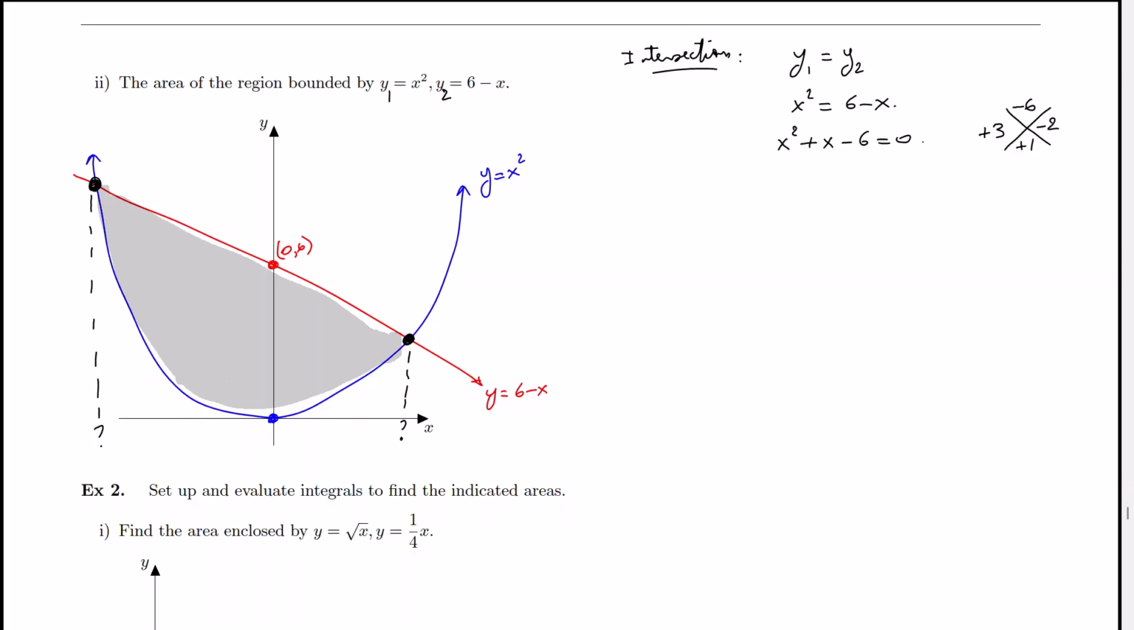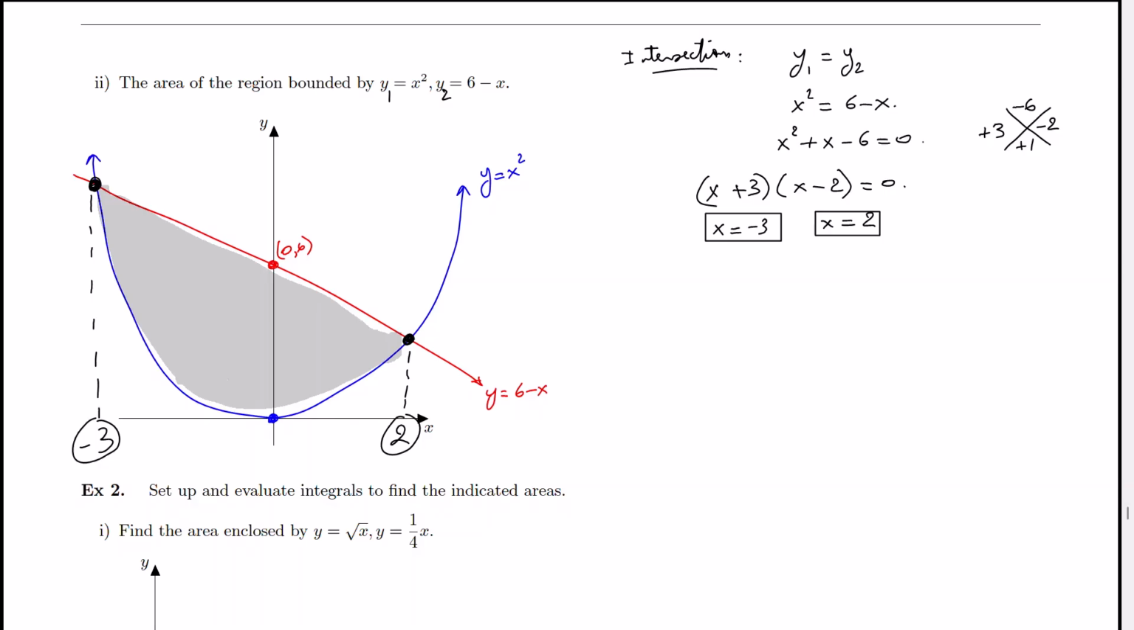And you can verify 3 times -2 is -6. And when you add the 3 with the -2, you get a positive 1. So my factored form would be x plus 3 times x minus 2 equals 0, which means either x is equal to -3 or x is equal to 2. So those are my intersection points. Those are the x-coordinates of the intersection points. One of them is negative and one of them is positive. So I know that the left one is going to be -3, and the positive one is going to be simply 2.